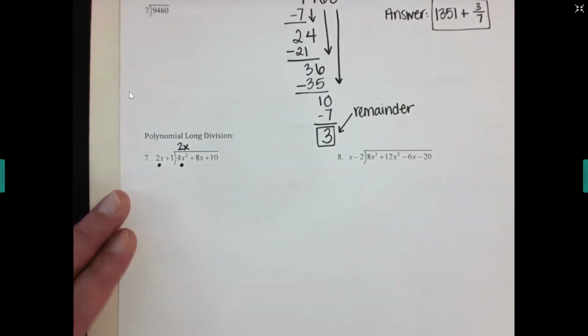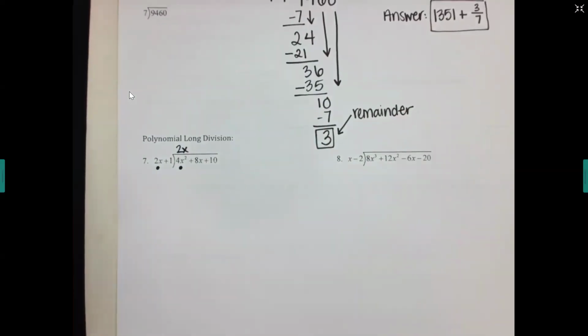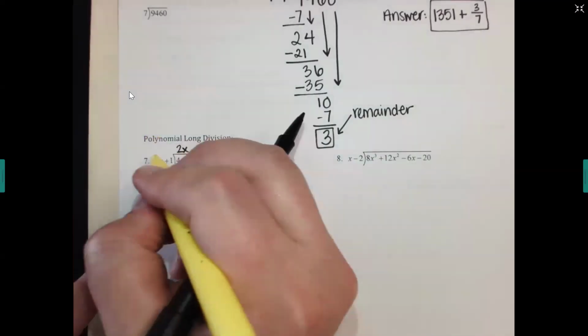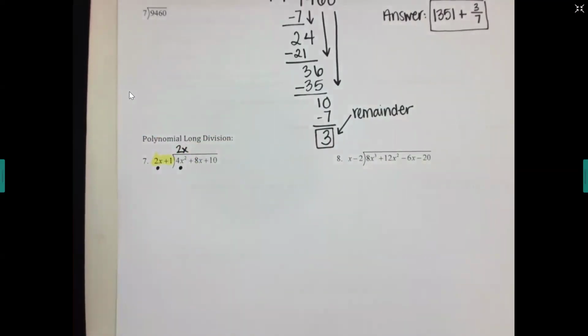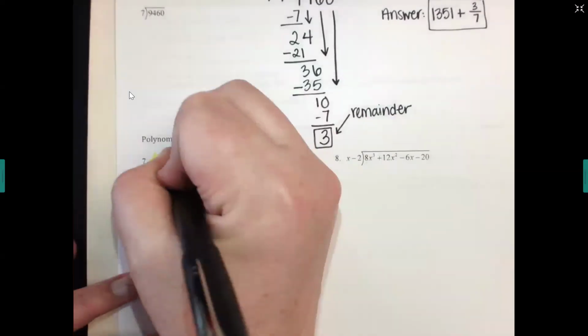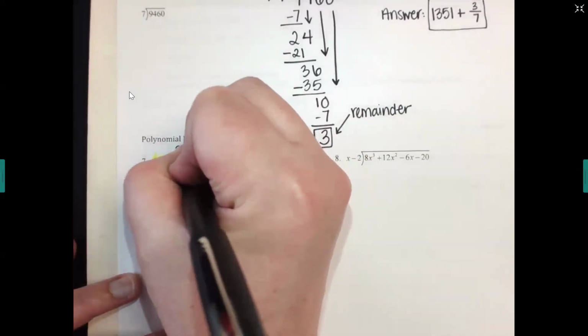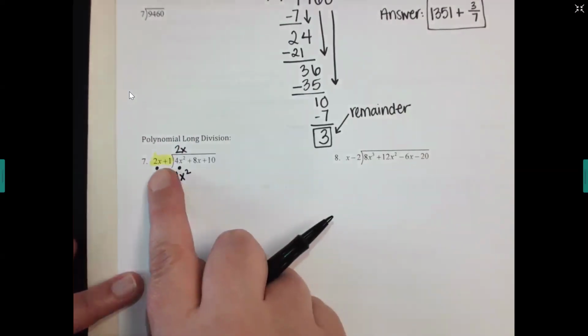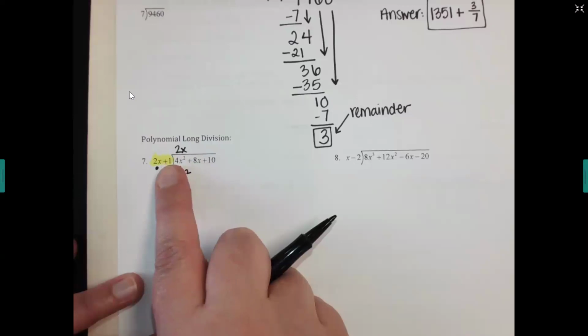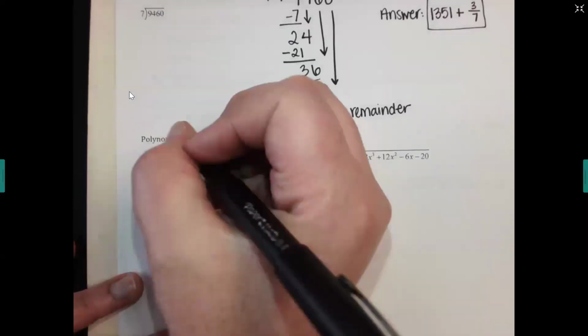Then you're going to take that 2x that you picked and multiply it by both of the guys on the outside. So 2x times 2x is 4x squared, a perfect match. And then 2x times 1, because remember, there was a plus 1 out here. What's 2x times 1? 2x.